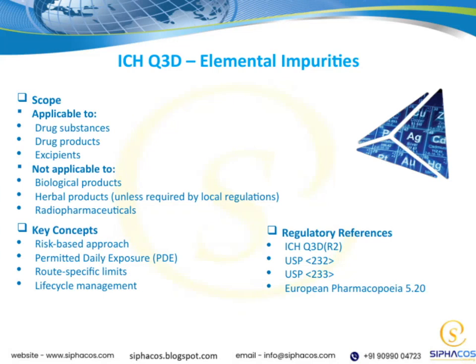Let's take a closer look at the regulatory landscape guiding elemental impurities. We're talking about key references like ICH Q3D, USP chapters 232 and 233, and the European Pharmacopoeia. These set the rules for drug substances, products, and excipients, but not for biologicals, herbal products unless local rules say so, or radiopharmaceuticals. The core ideas here are a risk-based approach, setting permitted daily exposures, considering different routes of administration, and managing these limits throughout the product's life cycle.